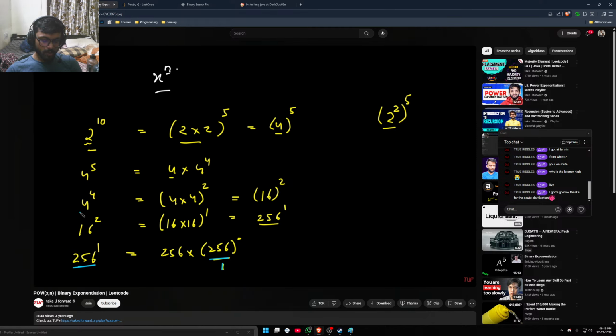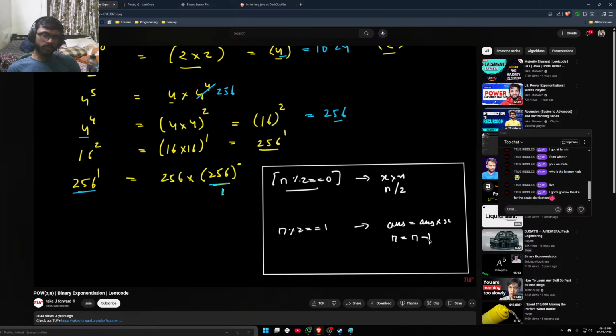Now we were finding 4 to the power 4, which apparently got us 256. So we can take this 256 and write it over here, which will give us 256 into 4. So 4 to the power 5 can be written as 1024, which will be our ultimate answer for 2 to the power 10.